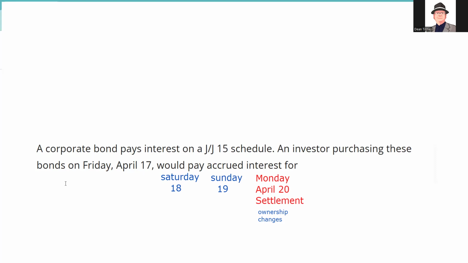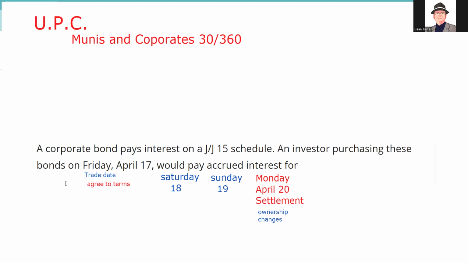That's when the buyer takes possession and now owns the bond and is entitled to interest going forward. So we're going to calculate accrued interest from the last time the bond paid interest up to, but not including, settlement. We're not including settlement because that's when ownership changes hands. Now, on the Uniform Practice Code, every month has 30 days, and that means a 360-day year.